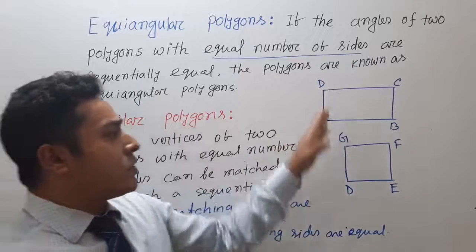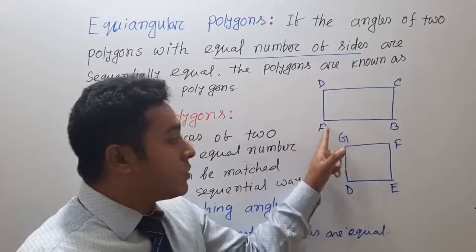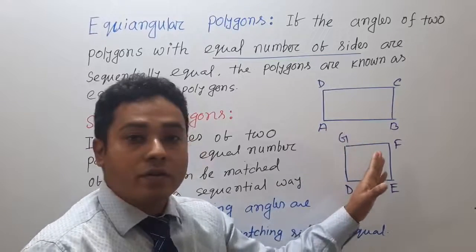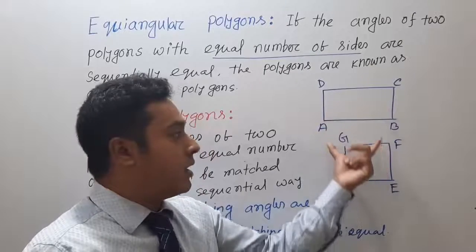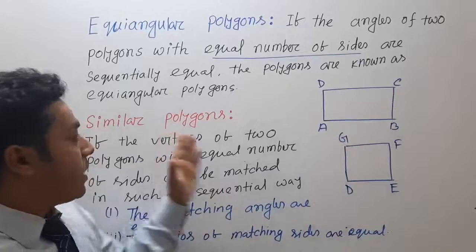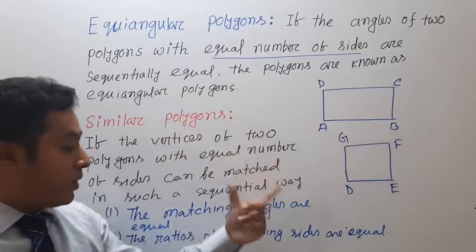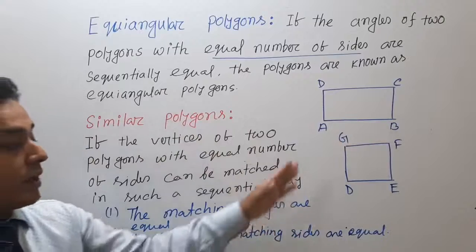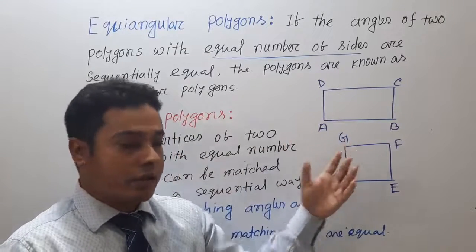Here the corresponding angles are equal, but the ratios of corresponding sides are not equal for this polygon and that polygon. That means a rectangle and a square are not similar polygons, because their corresponding angles are equal but the ratios of corresponding sides are not equal.